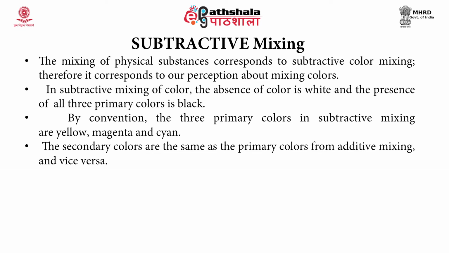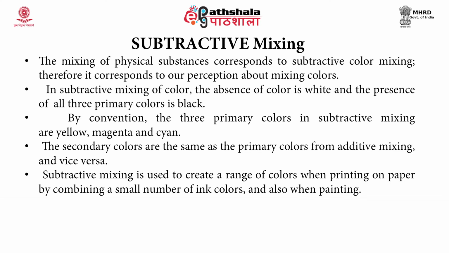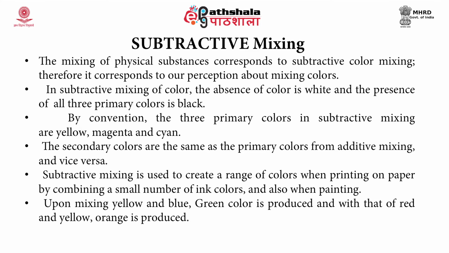The secondary colors are the same as the primary colors from additive mixing and vice versa. Subtractive mixing is used to create a range of colors when printing on paper by combining a small number of ink colors and also when painting. Upon mixing yellow and white, green color is produced, and with that of red and yellow, orange is produced.